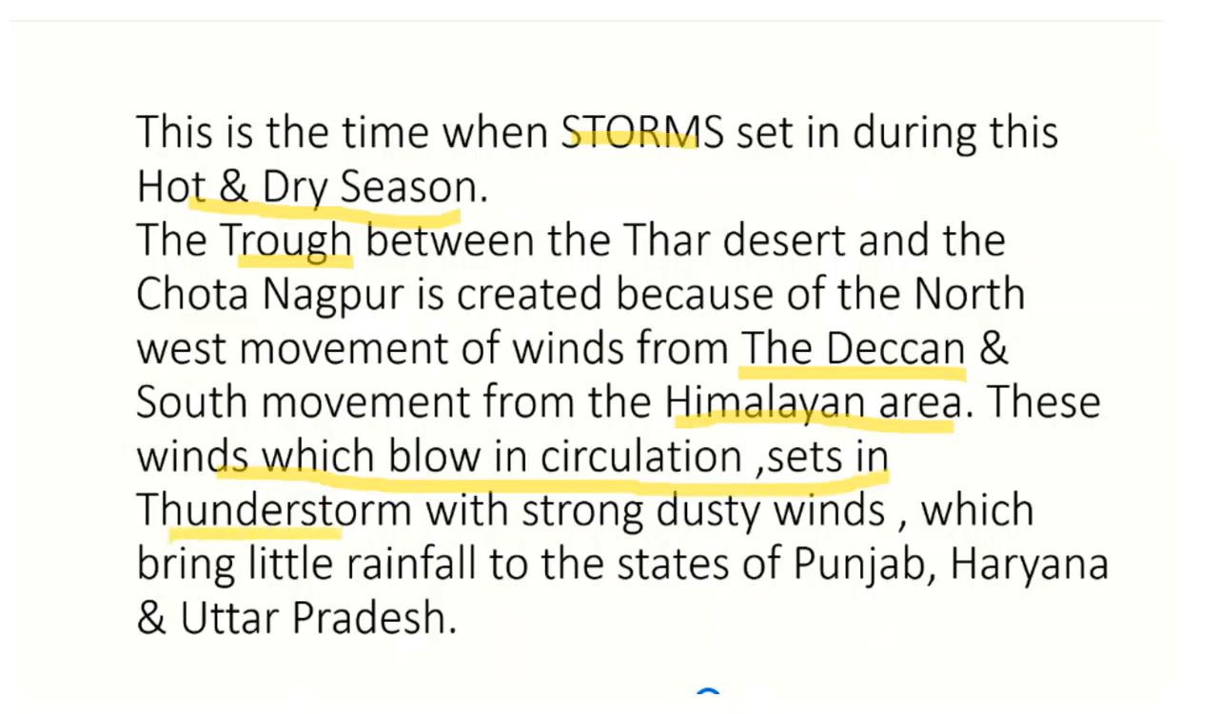So thunderstorms are accompanied by strong dusty winds, which bring little rainfall to the states of Punjab, Haryana and Uttar Pradesh, not because of these hot high temperatures, but because of the western disturbances.